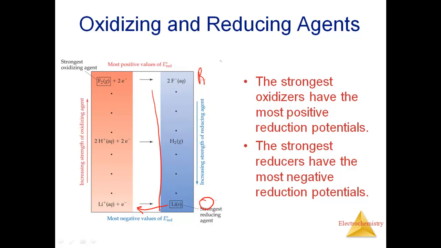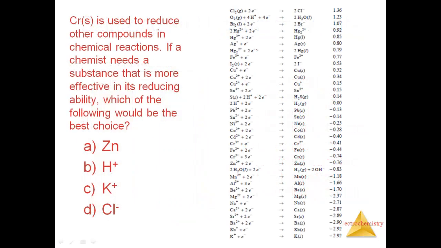Okay? So reducing agents, the word agent was actually taken out of the curriculum this year, but I did notice that they are using the term reducer on the AP exam. So let's have a look at what that question looks like. It says chromium is used to reduce other compounds in a chemical reaction. If a chemist needs a substance that is more effective in its reducing ability, which of the following would be the best choice?